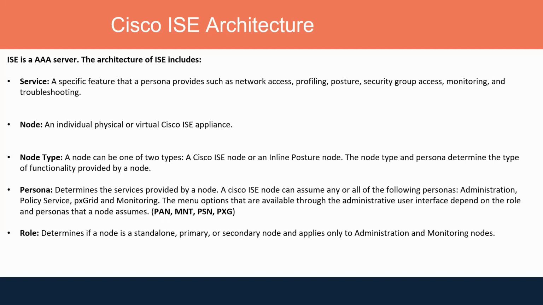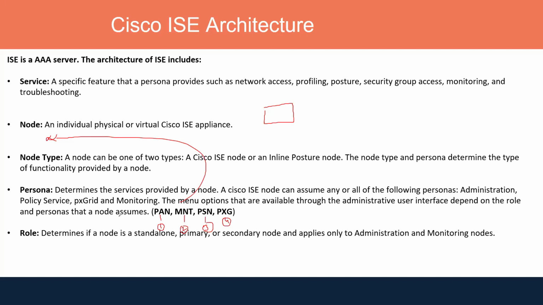So on the demo itself, I said that there are mainly three personas. But in ISE, if I talk about overall, we have four personas. Number one is PAN, number two is monitoring, number three is PSN, and number four is PXG. Where can you find these personas? You can find these personas in the node. When you are deploying Cisco ISE in your network environment, you will find these personas within the node.